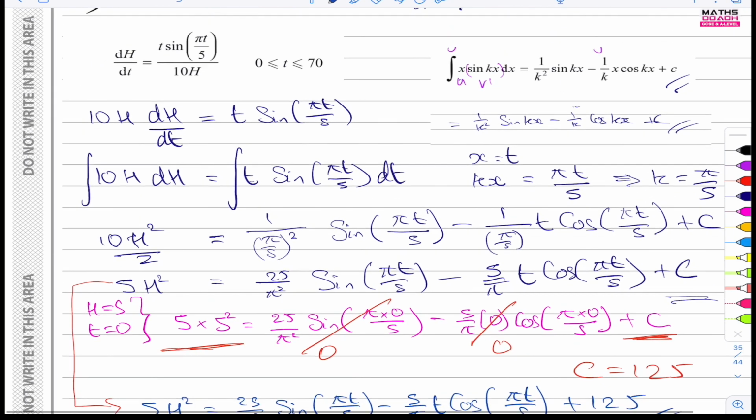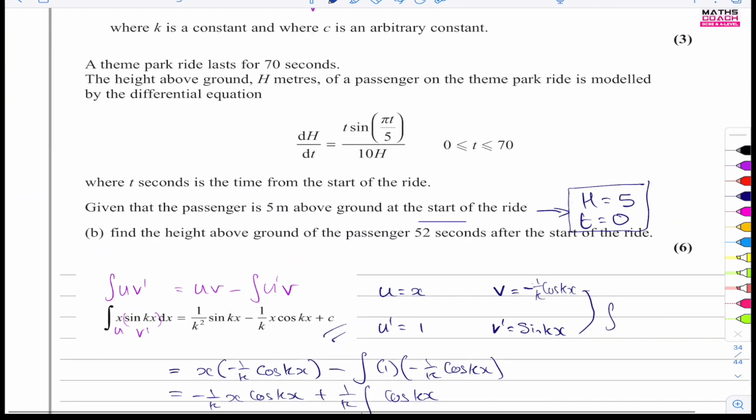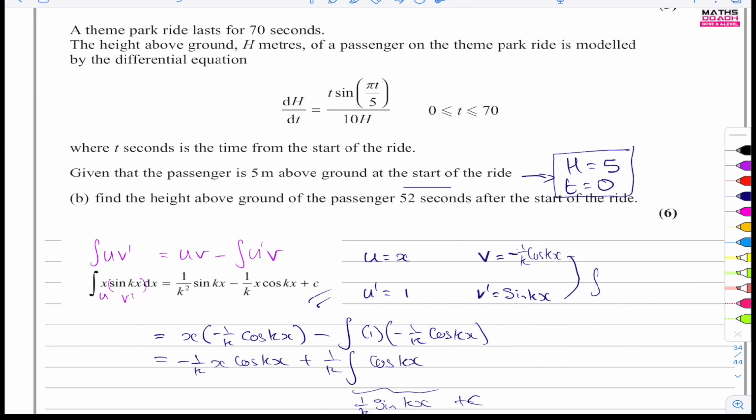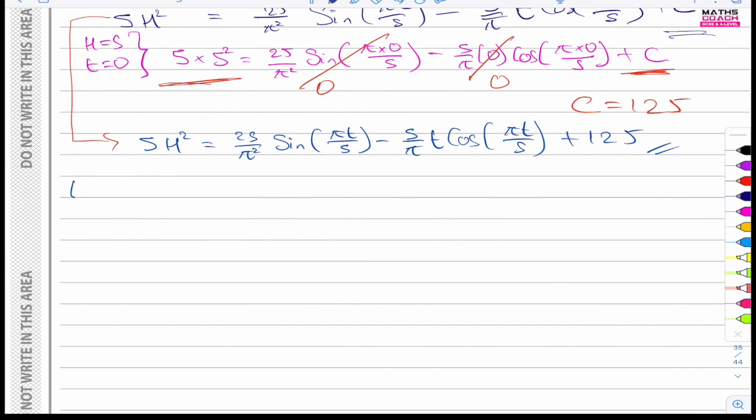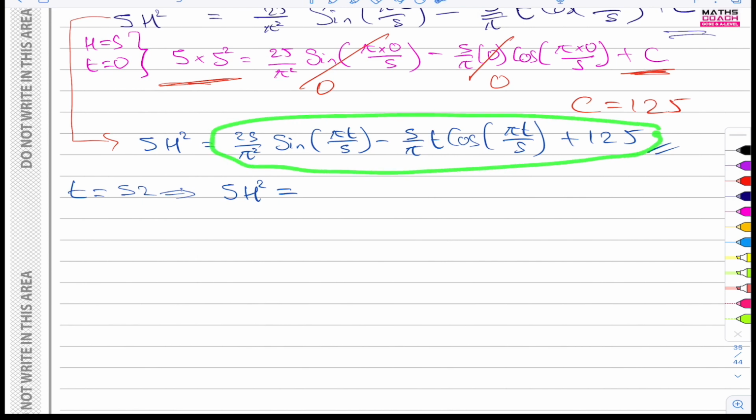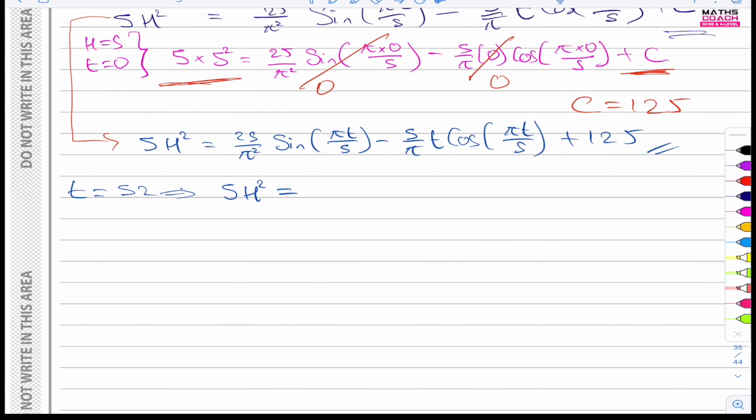Because if you look at the next part of the question, the reason we had to solve the equation is because now we can find the height at any specific time. And here we need to find what the height is at 52 seconds after the start of the ride. So all we have to do now is substitute in t equals 52 into the formula. So 5 times h squared equals, if you substitute in t as 52 into the expression on the right hand side, you can either do them in parts or as a whole in one go.